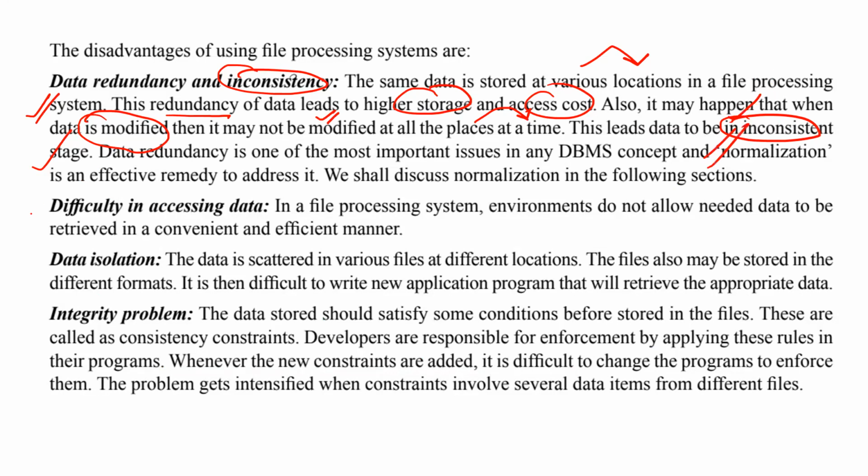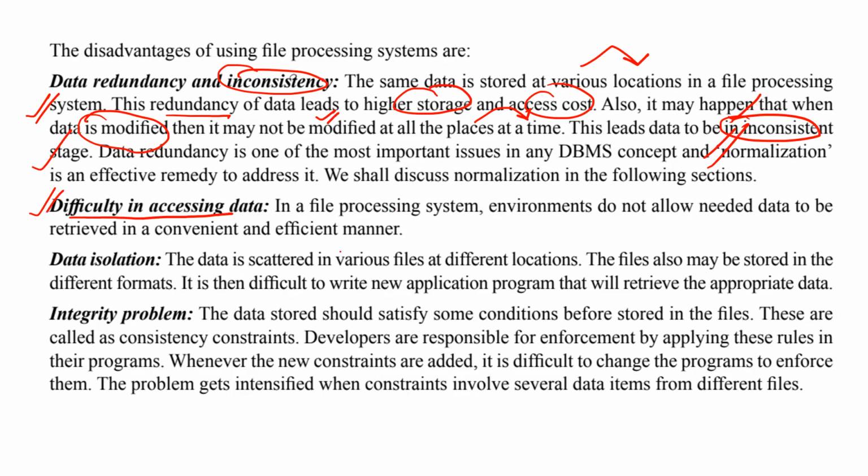Difficulty in accessing data. Next one, that is difficulty in accessing data. In a file processing system, environments do not allow needed data to be retrieved in a convenient and efficient manner. Clear? Okay, so in a file processing system, environments do not allow needed data to be retrieved in a convenient and efficient manner.